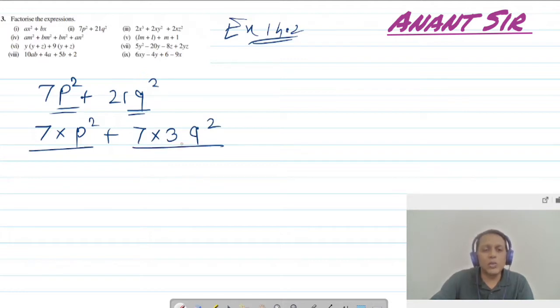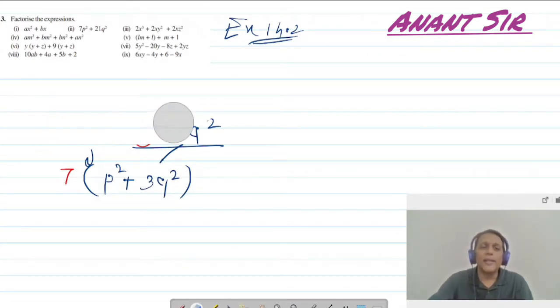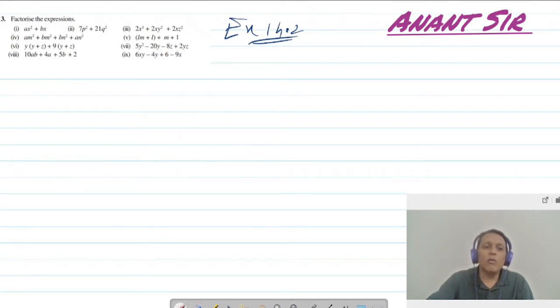So in these two terms, what is it that I can take common? I can take 7 common. It is in both the terms. So when I take 7 common, what remains in the bracket is p square plus 3q square. So this is our final answer, friends, for the second question. So now let's move on to solve question number 3.